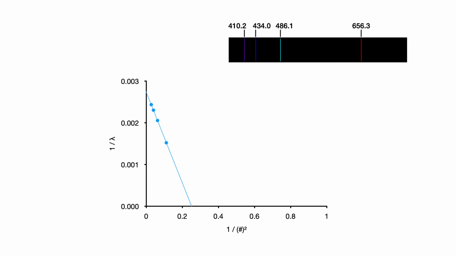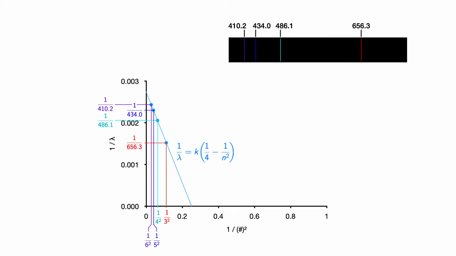So the mathematical pattern that Balmer found was that 1 over the wavelength is equal to a constant times 1/4 minus 1 over n squared. Oh no, I think I got that backwards again. So the red line, 1 over 56.3, corresponds to 1 over 3 squared. And the cyan line corresponds to 1 over 4 squared. The blue line corresponds to 1 over 5 squared. The violet line corresponds to 1 over 6 squared. Yeah, I got that backwards a second ago.